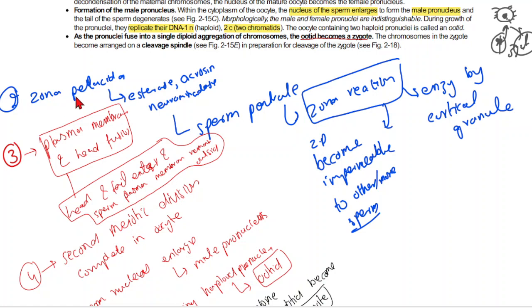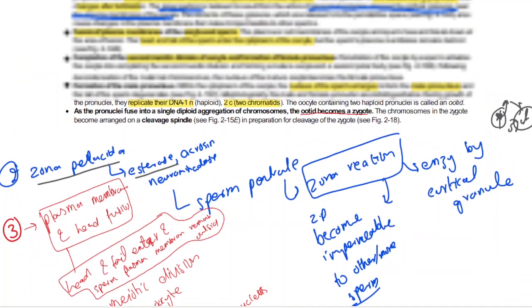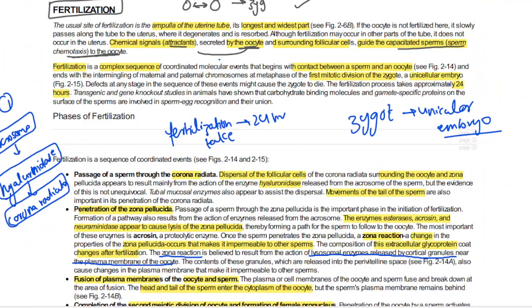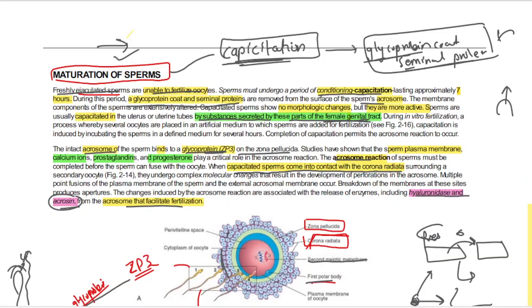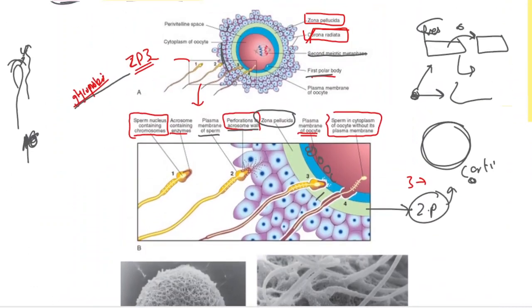They attract the sperm toward the oocyte, leading to zygote formation. Now another thing is the zona pellucida. The oocyte has a zona pellucida. When the sperm enter, first of all comes the corona radiata. I have shown everything that surrounds the oocyte, and we will talk about what degrades it. This is the corona radiata layer, another is the zona pellucida, and this is the plasma membrane of the oocyte.